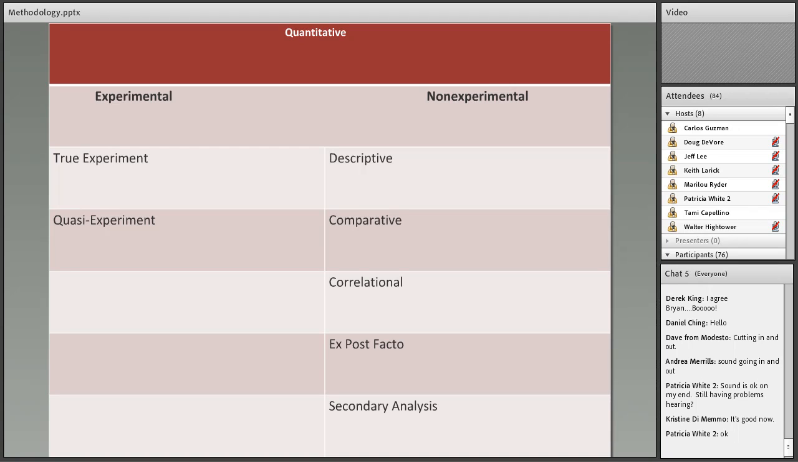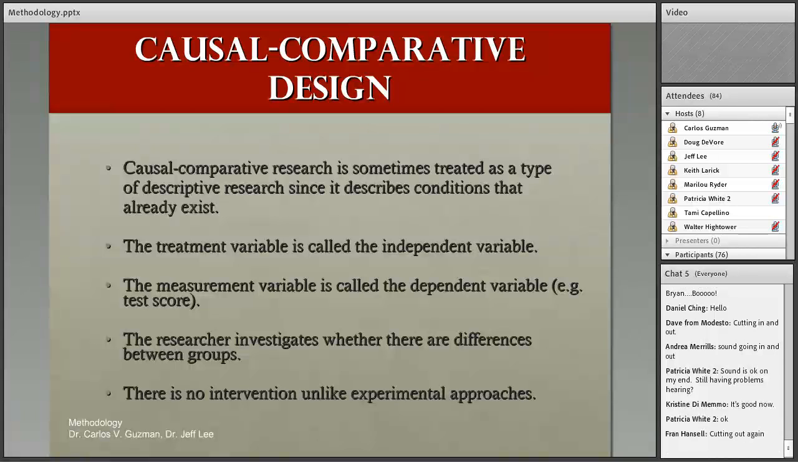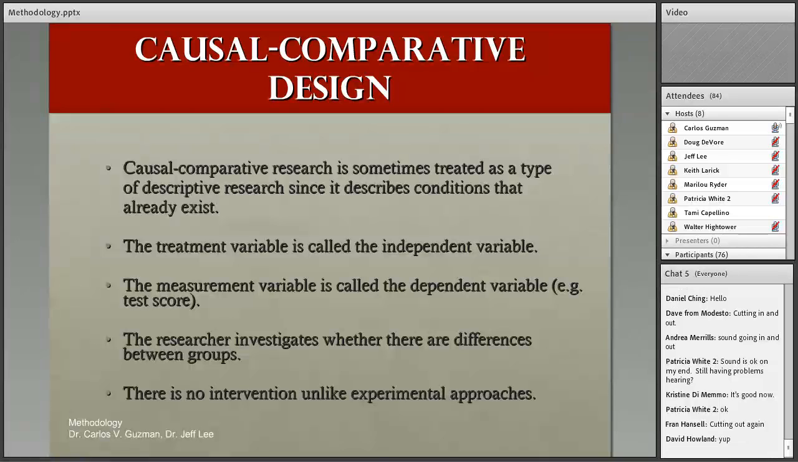So with causal comparative, this is a type of descriptive design. This is with existing data. When it says here conditions that already exist, that means that we already have an existing body of data. This could be test scores, it could be any types of archival data that we may have, and we may want to do some comparing groups.